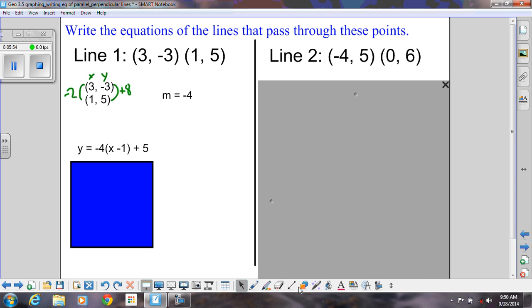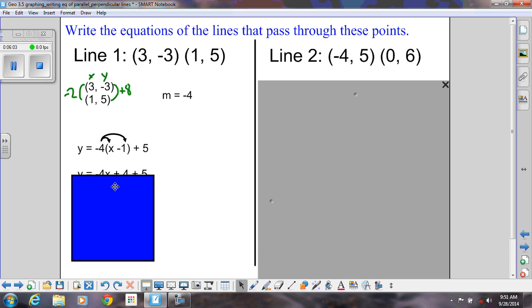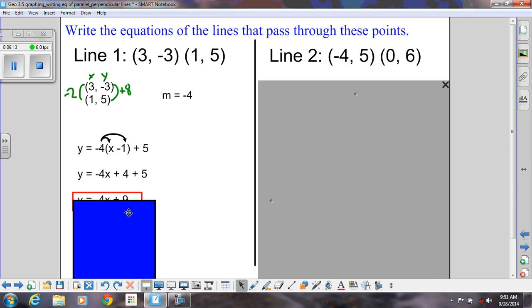And yes, again, we're going to distribute the -4. When I do that, I get -4x. Remember, a -4 times a -1 will give me a +4, so I put +4 here, and then brought down my +5. Then I have to combine my like terms. So that's going to give me -4x plus 9. So that's the equation of line 1.